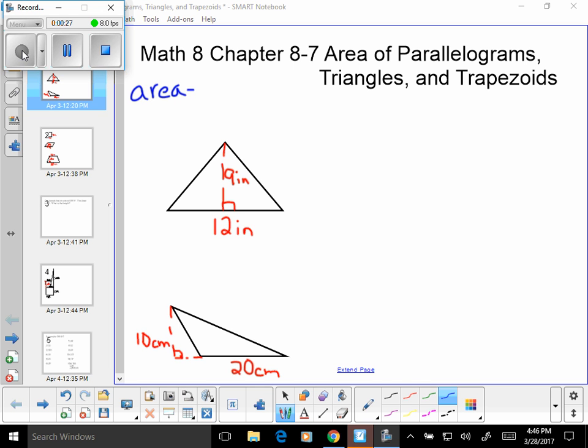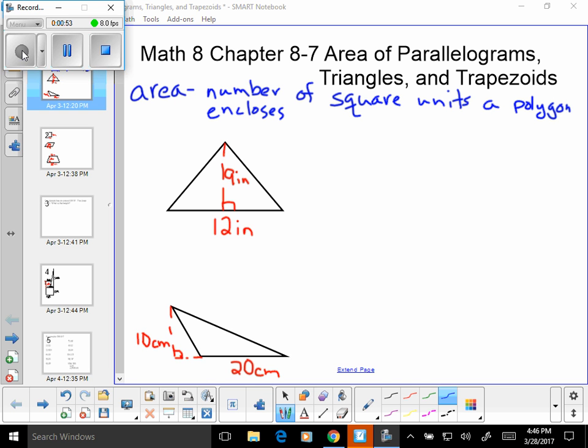When we are talking about area, and we've seen this term off and on in math minutes over the year, it is the number of square units a polygon encloses. It's as though we could divide up this triangle into a series of squares, or if it's a parallelogram, into a series of squares. Some people think of area as the surface that a polygon covers, and when we talk about a surface that it covers, we really talk about square units.